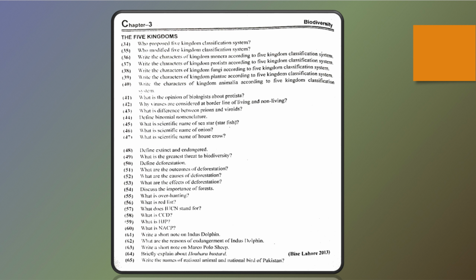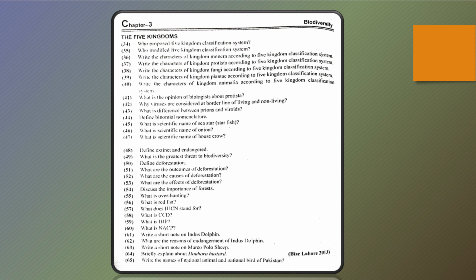Define binomial nomenclature. What is the scientific name of starfish? What is the scientific name of onion? What is the scientific name of house crow? The last topic of this chapter in short question answer is conservation of biodiversity. Define extinct and endangered. What is the greatest threat to biodiversity? Define deforestation. What are the outcomes of deforestation? What are the causes of deforestation? What are the effects of deforestation? Discuss the importance of forest.